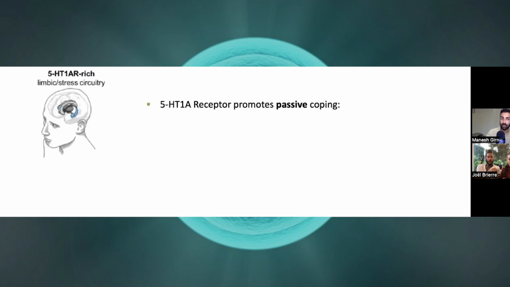A bit more on this distinction between the 1A and 2A receptors. I think it's informative because it tells us where the neuroplasticity changes are likely happening. If we look at this little image here, the 5-HT1A, the serotonin 1A receptor, is located in what we would call limbic or stress circuitry. This includes the amygdala and the hippocampus. Those are two of the primary regions that we need to know.